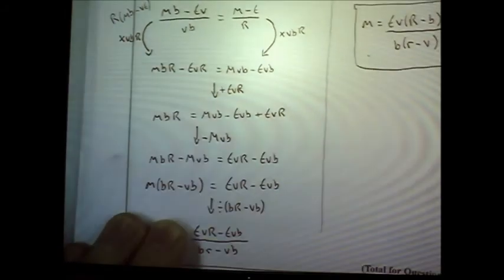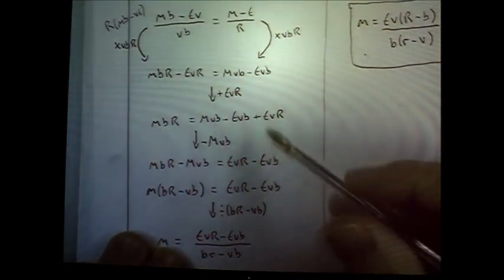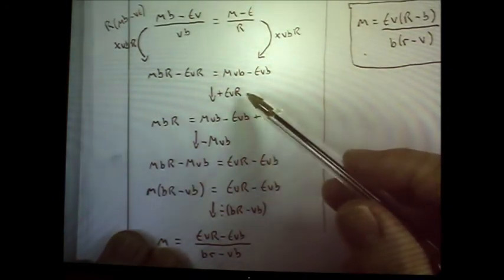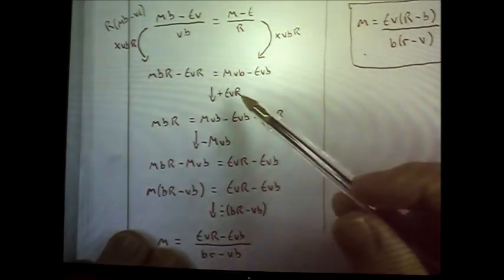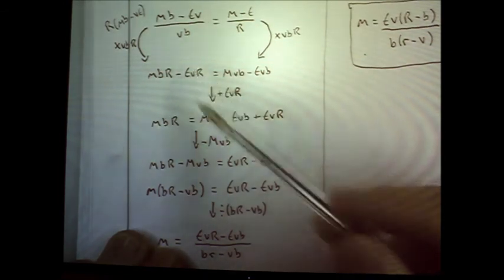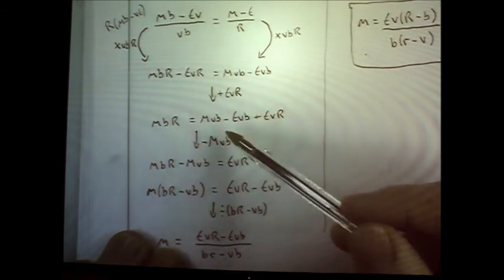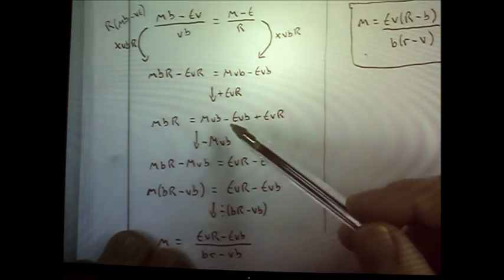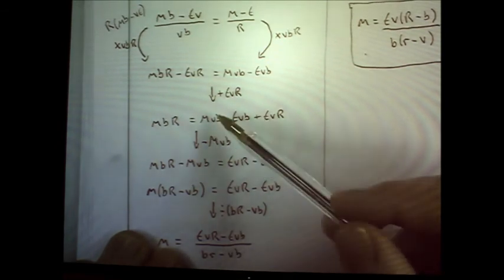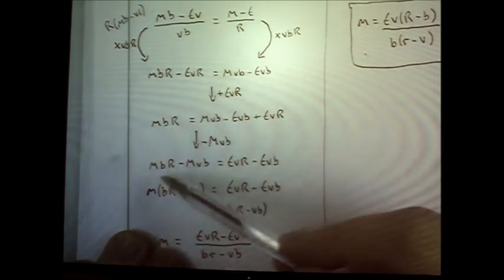I want to get all the m's on the same side, so I'm making m the subject of the formula. So I've added TVR to both sides. What has that done? It's got rid of that one over here and taken MVB from here over there. So we've got the m's on the same side.